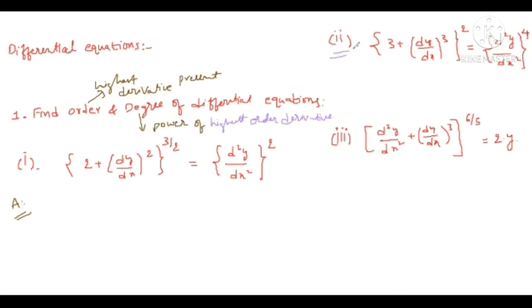Now I will explain with one problem. See the second problem. Here (3 + (dy/dx)³)² = (d²y/dx²)⁴. So here this one is a first order term and this one is a second order term. So here the highest term is what? This d²y/dx² is the second order, so this is the highest order. So the order of the differential equation is 2.